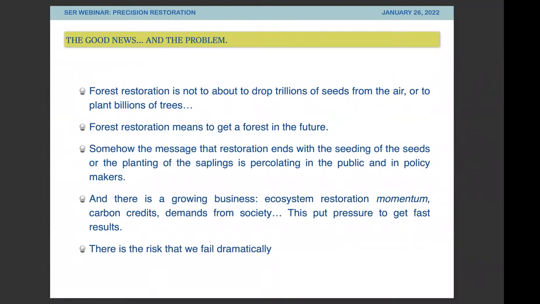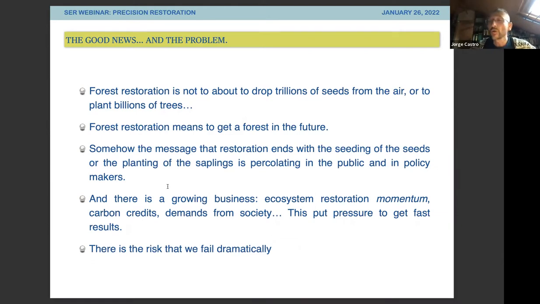So to me, the good news and the problem, okay? The good news is that there is a big concern today about forest restoration, and we have a big momentum to restore forest. However, forest restoration is not about dropping trillions of seeds from the air or planting billions of trees. And we have now big commitments to do that, which is good, okay? But look, we have to take care of the forest for the future. We have to try to ensure that we will have a forest in a few years. And somehow, the message that restoration ends with the seeding of the seeds or planting of the trees is percolating in the public and in the policymakers.